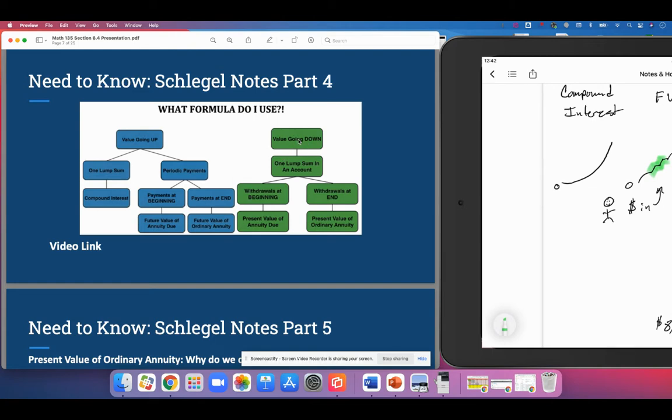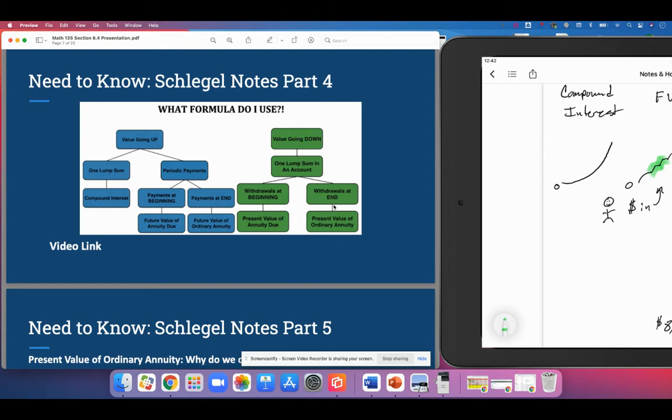Today we're talking about the value going down, and there is one lump sum in the account when this starts to happen, and we are making withdrawals at the end of the time period or the beginning of the time period. If it was the beginning, it would be the present value of an annuity due. We're only going to again talk about present value of an ordinary annuity just to keep our formulas so we don't have so many of them floating around.